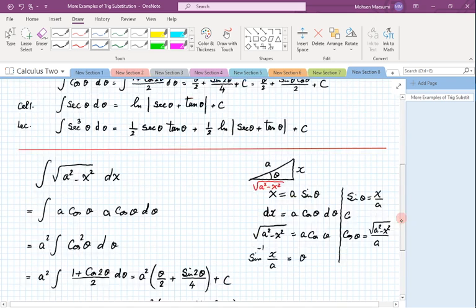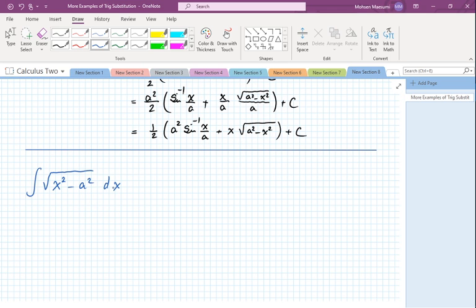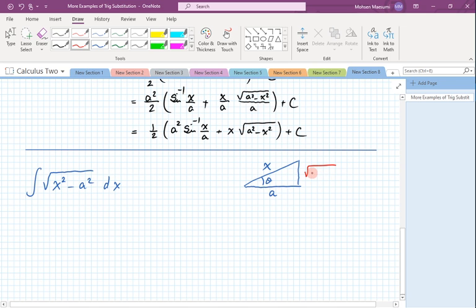So let's go ahead and do the radical. Now I have x squared minus a squared dx. In this case, of course, x has to be our hypotenuse, and then you have a choice of a here or here. To keep it simple, we take the horizontal one and the angle theta, and then of course the third side would be the radical we are interested in.